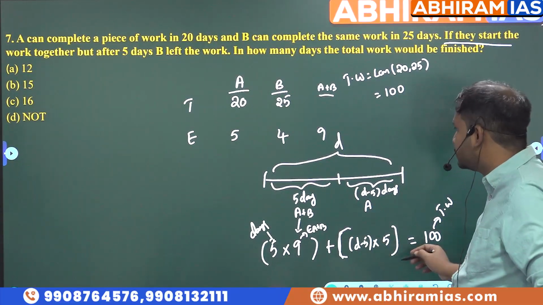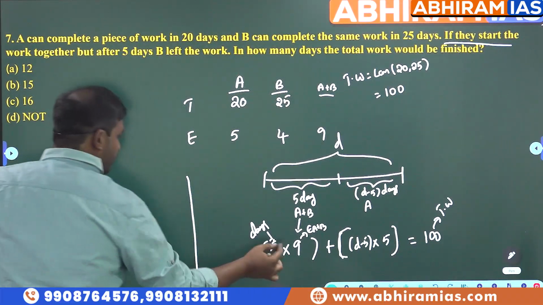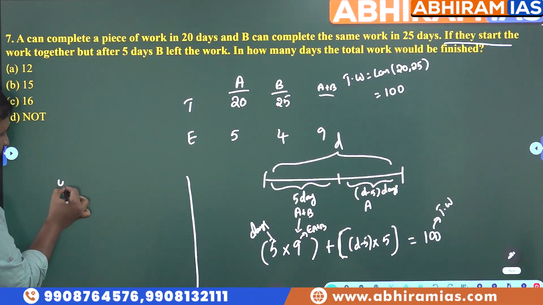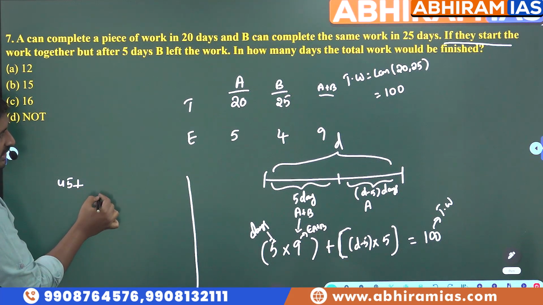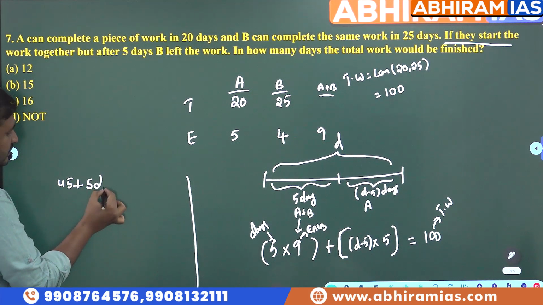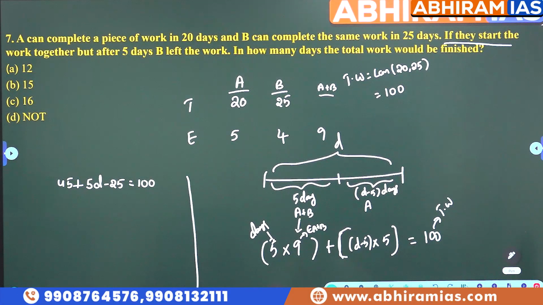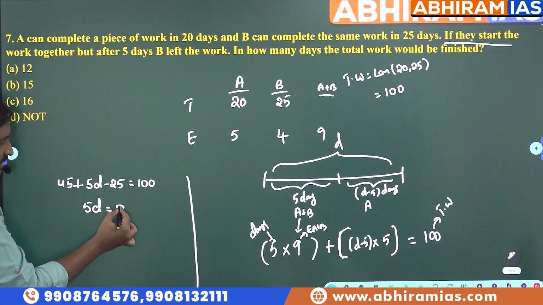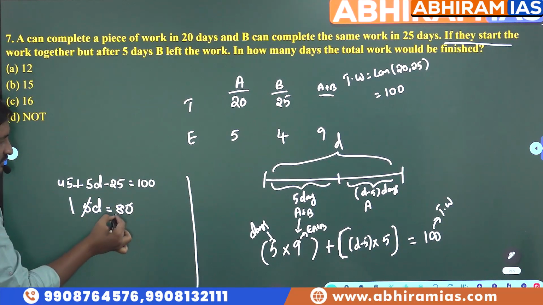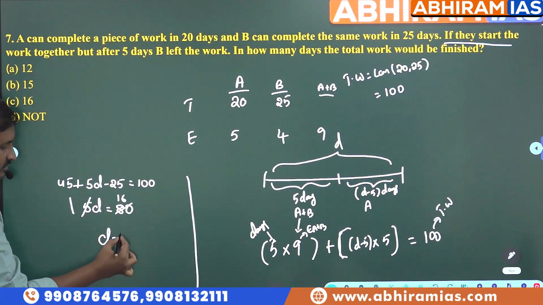Now solve this one, students. What do you get here? 5 nines are 45 plus (D minus 5) into 5, which is 5D minus 25, that is equal to 100. So now 5D is equal to 100 minus 45 plus 25, so 5D is equal to 80. So D is equal to 16 days.